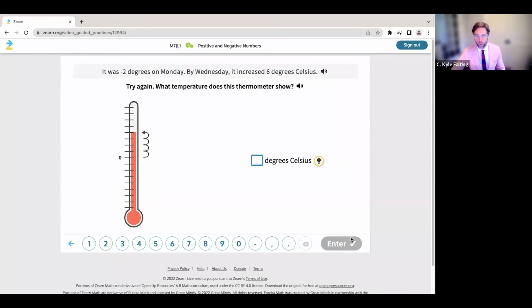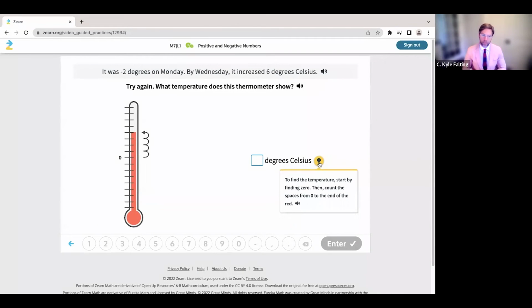Now that I've made a mistake twice, I'm going to get targeted support. A more scaffolded representation shows me how many degrees the temperature is above 0. And I want to call your attention to a new feature here. If I need some more help with approaching this question, this tip reminds me that to find the temperature, I should start at 0 and count the spaces to the end of the red. These tips are a new feature for our middle school lessons to provide the scaffolding students need to find their way into the problem. The student can now see that the thermometer shows 4 degrees Celsius.